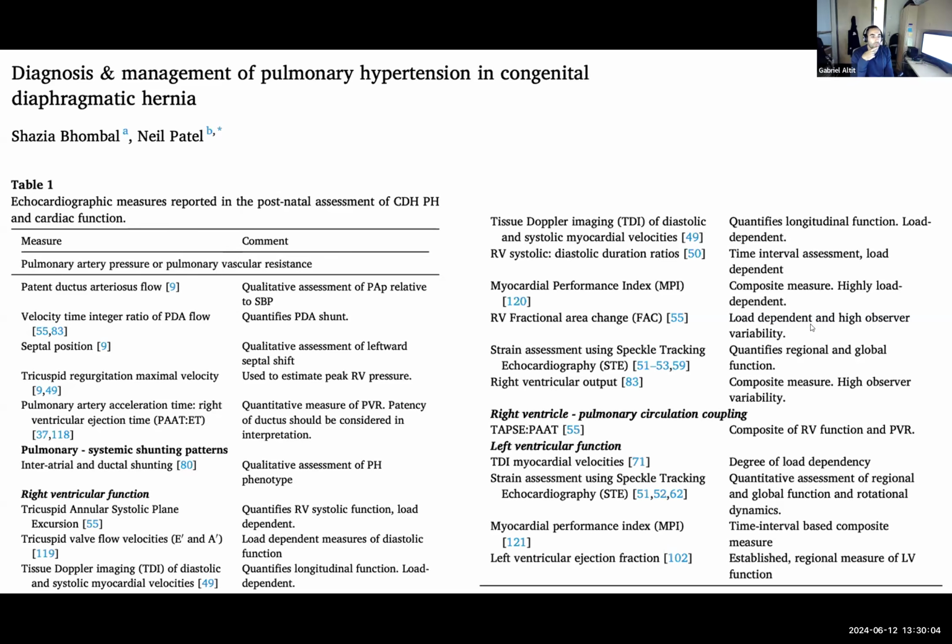But I think what's important is that while staying focused, it's important to be comprehensive, to try to get this information about the right and the left atrial function, the right and the left ventricle, the shunts, and what's happening at the level of the pulmonary vasculature, as well as the systemic vasculature, in order to make educated interventions.